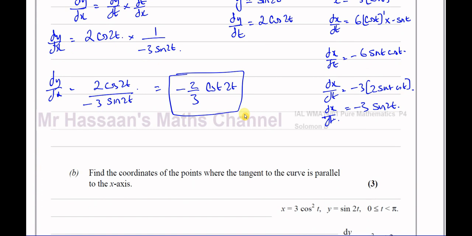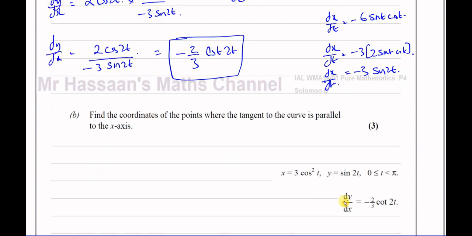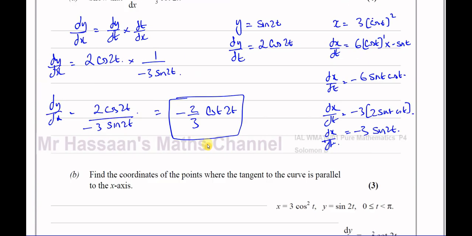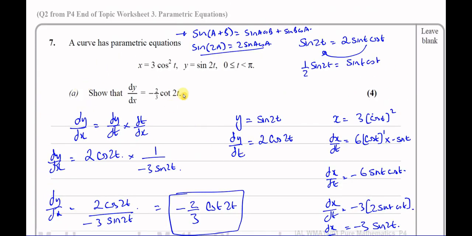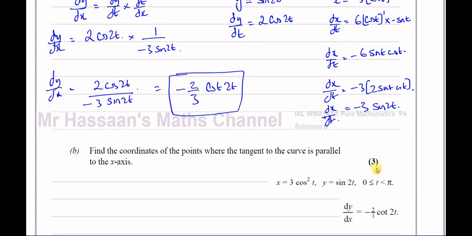Now for part B. It says find the coordinates of the points where the tangent to the curve is parallel to the x-axis. So now, first of all, supposing you didn't know how to show part A, it doesn't mean you give up the whole question. That's 4 marks. Here we have another 3 marks. And other parts you might even be able to do.